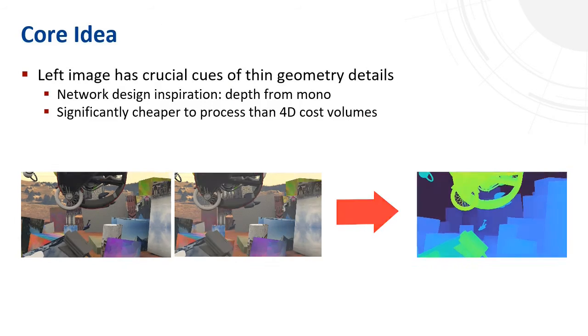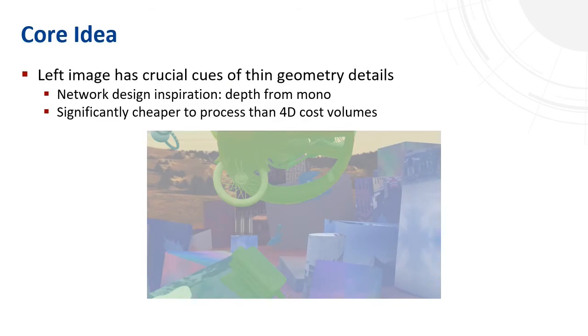The core idea of our approach is to utilize the left image, which contains crucial cues for capturing thin geometry details. Please note that depth estimation from a monocular camera is already a widely researched area. Additionally, processing a single image feature map is significantly less resource-consuming than handling 4D cost volumes.